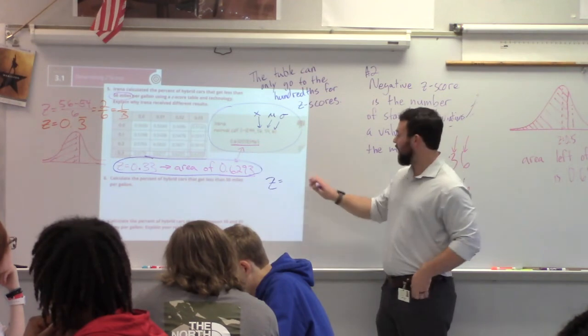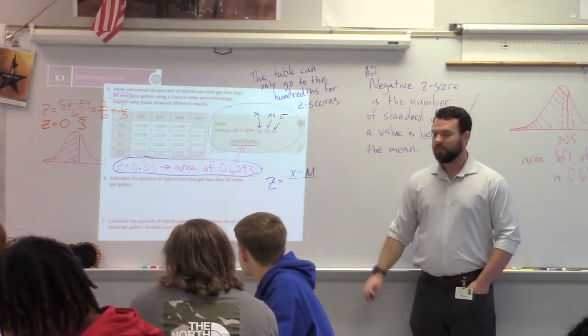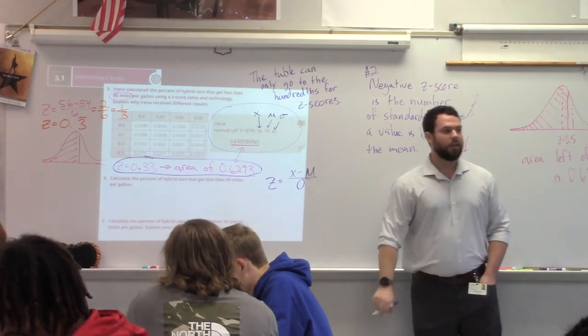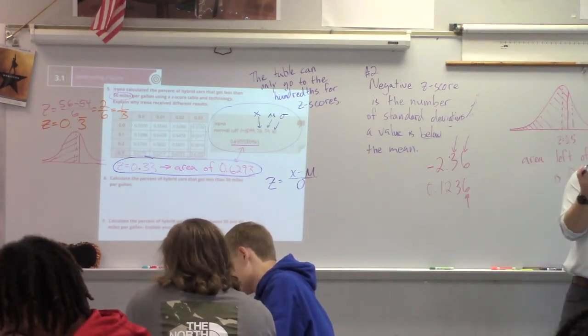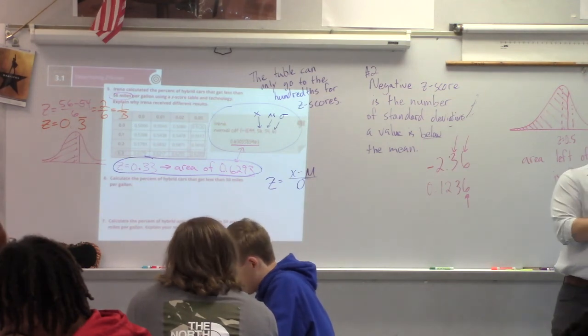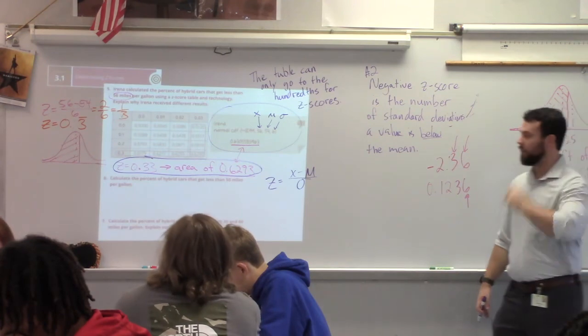And you wrote it down. It's the value minus the mean divided by... Oh, that's right. Because what we're doing is we're finding how far that value is from the mean, dividing it by the standard deviation to figure out how many standard deviations you have.